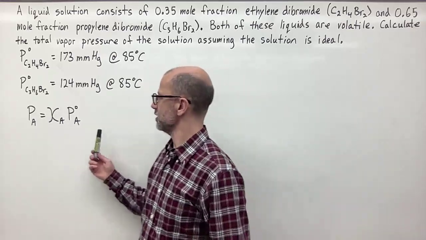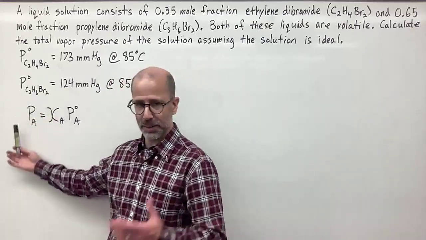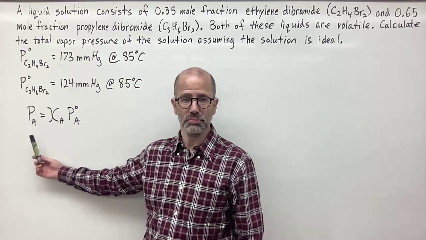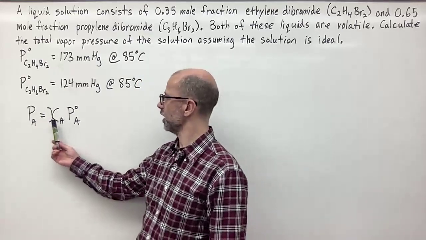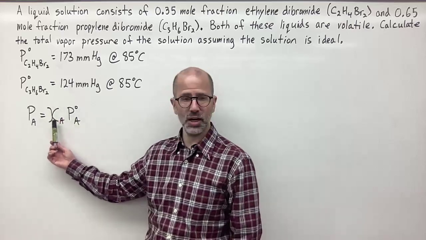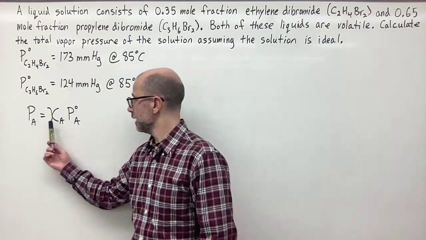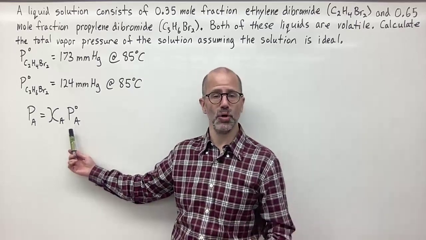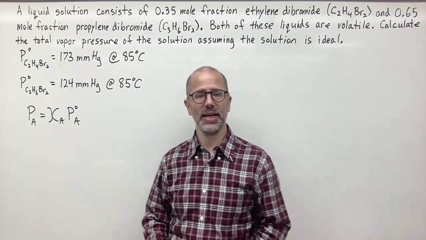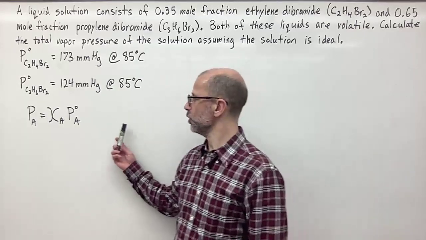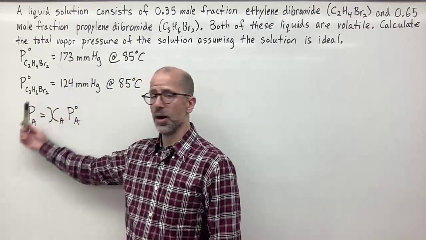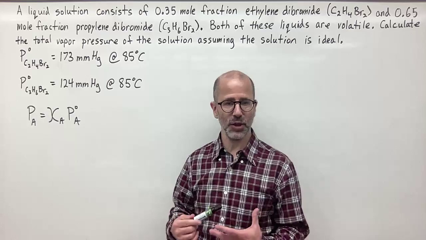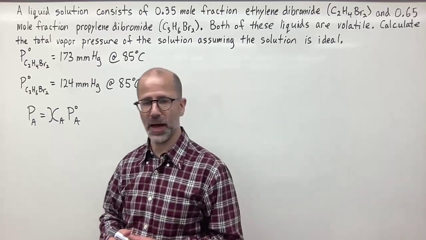So Raoult's law says that the partial pressure or vapor pressure of substance A in a solution is going to be equal to the mole fraction of that substance in the solution multiplied by the vapor pressure of the pure substance. Since we have a couple of substances mixed together, we would do this for substance A, and then we would do it for substance B, and then add those together. So let's go ahead and do that.